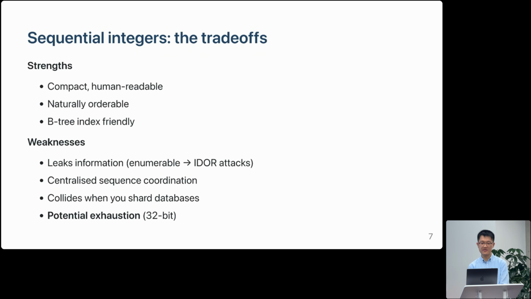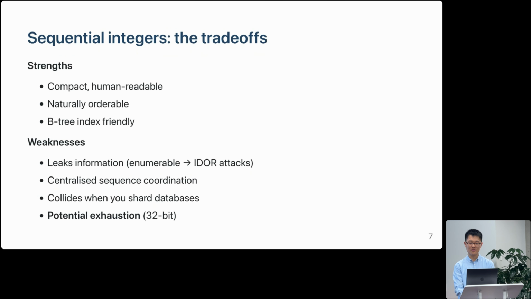Another weakness with these integers is that you can't decentralize the generation of these IDs. You have to have a central database responsible for generating these IDs. So when you have to shard your databases, which we'll talk about a bit more later, that becomes a bit of a problem. And as I mentioned earlier, 32 bits isn't enough for some of your larger applications. You'll probably run out.